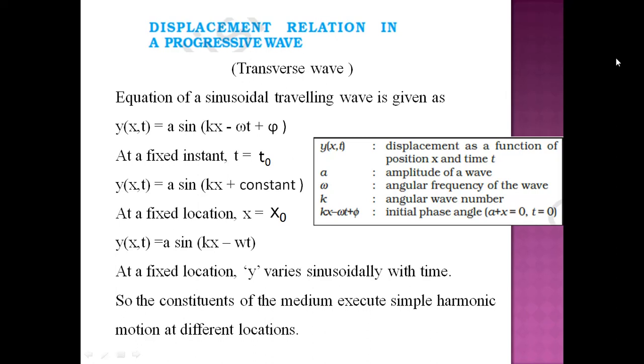k is called the angular wave number. x shows the position of the wave. ω is angular frequency. t is the instant of time. And φ is the phase.